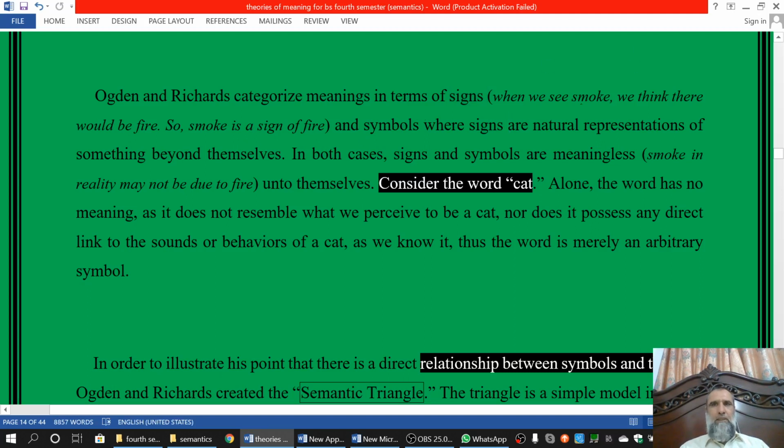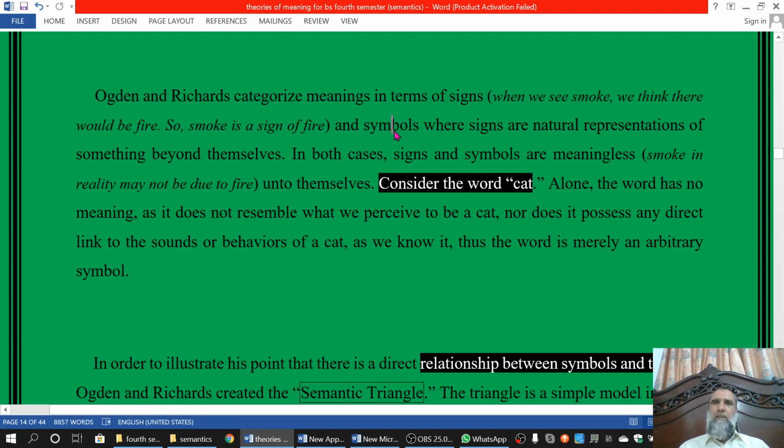when smoke is seen, there would definitely be fire, then this will not be a correct guess, because though smoke is a sign of fire, you may not necessarily find fire where there is smoke, because only smoke can also be found. And symbol is different from this in the sense that in sign there is some relationship of smoke with the fire, but in symbols there is no relationship between the thing it represents and in itself.